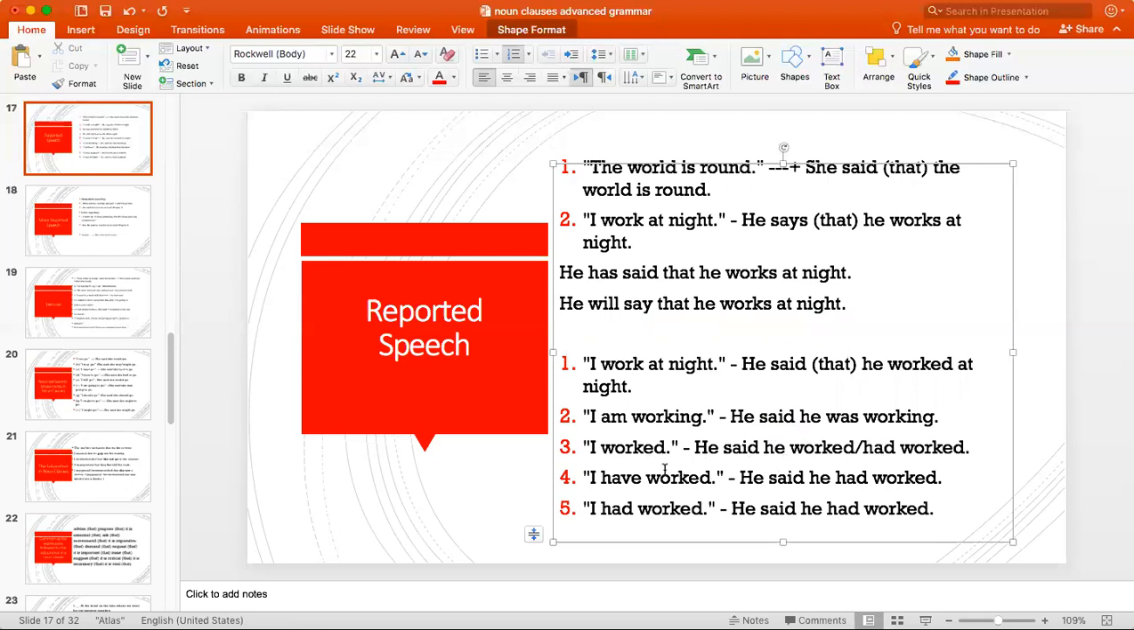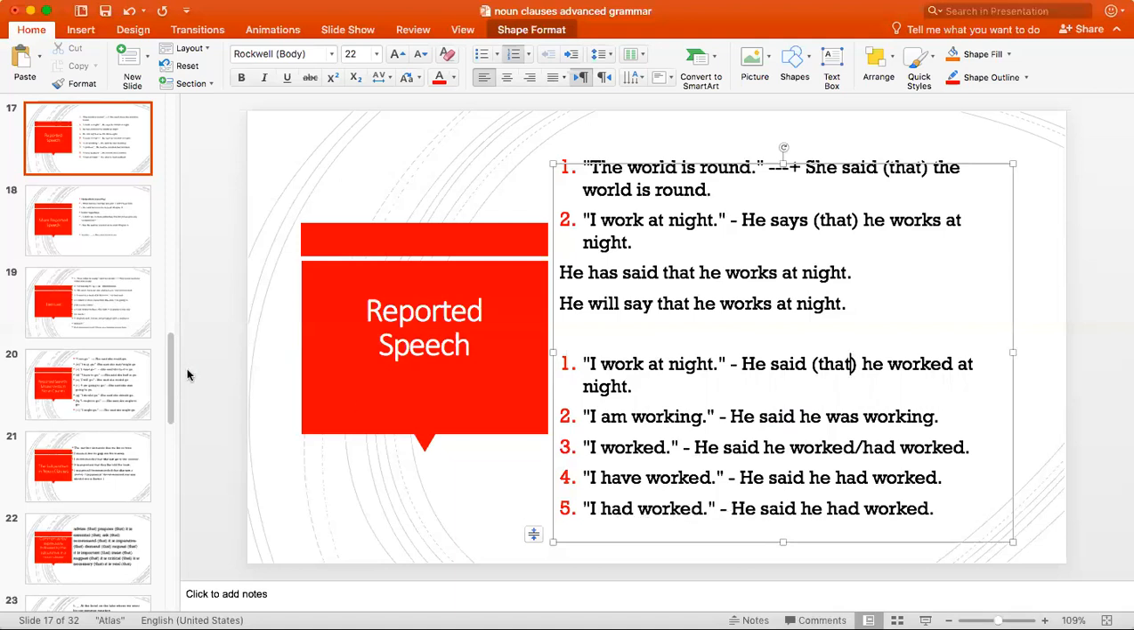The past can become past perfect, or can remain the same as past. "I have worked." He said he had worked. This has to be past perfect. "I had worked." This remains the same.